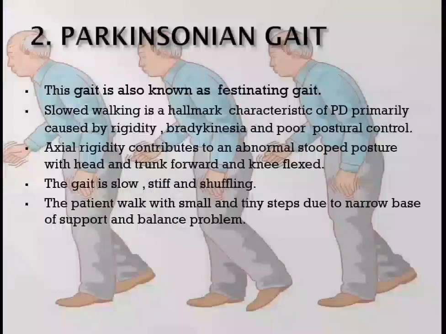Second, Parkinsonian gait. This gait is also known as festinating gait. Slowed walking is a hallmark characteristic of PD, primarily caused by rigidity, bradykinesia and poor postural control. Axial rigidity contributes to an abnormal stooped posture with head and trunk forward and knees flexed. The gait is slow, stiff and shuffling. The patient walks with small, tiny steps due to a narrow base of support and balance problems.